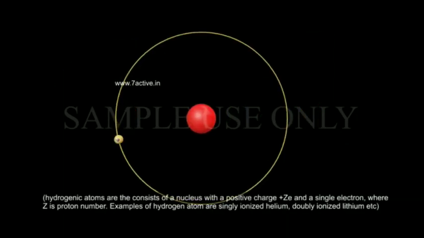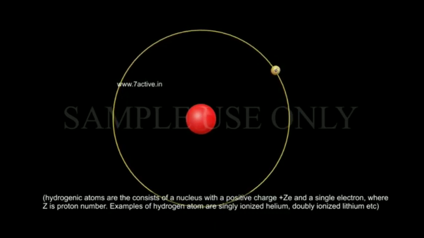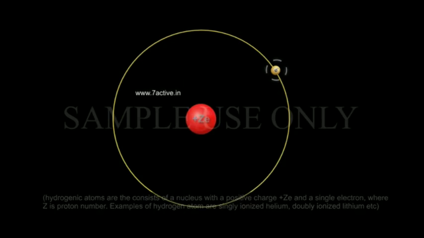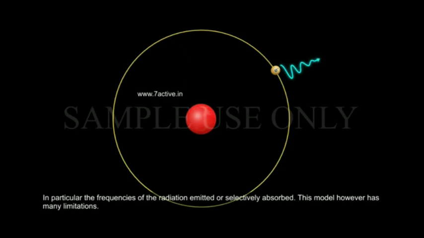Hydrogenic atoms consist of a nucleus with a positive charge Ze and a single electron, where Z is the proton number. Examples of hydrogenic atoms are singly ionized helium, doubly ionized lithium, etc. In particular, the frequencies of the radiation emitted are selectively absorbed. This model, however, has many limitations.